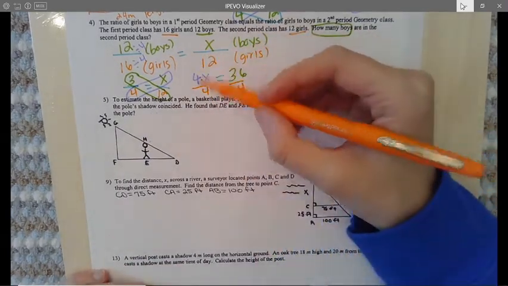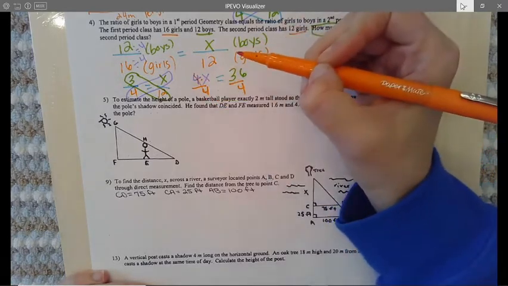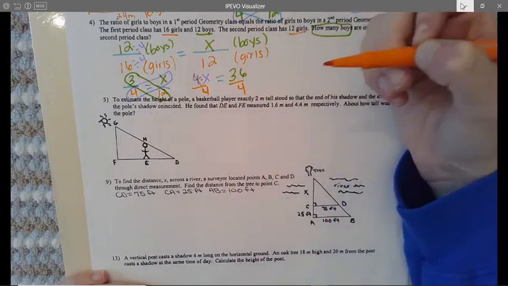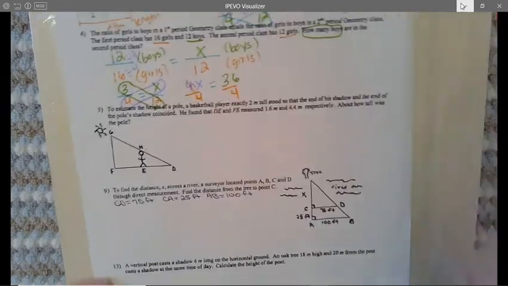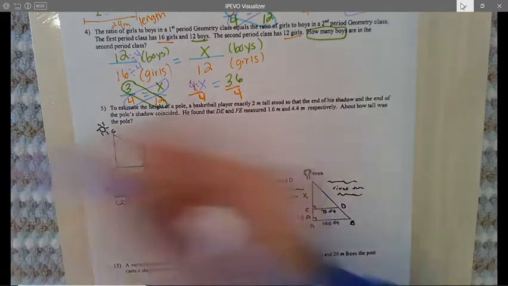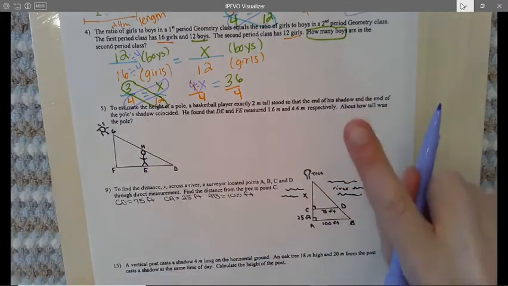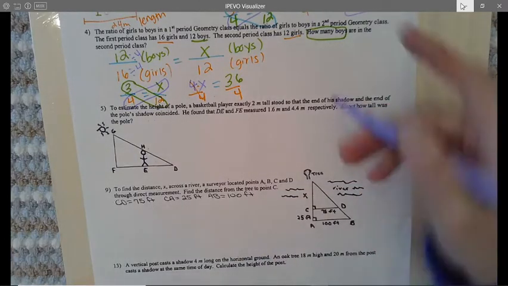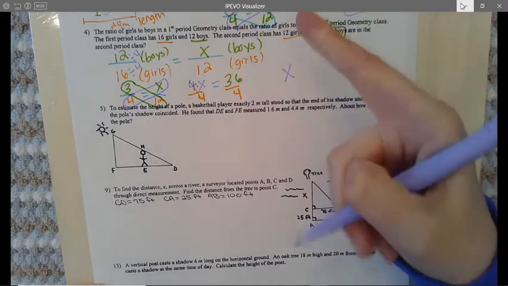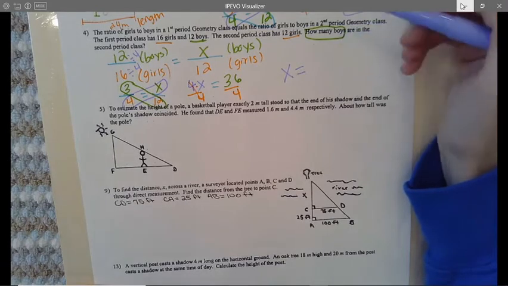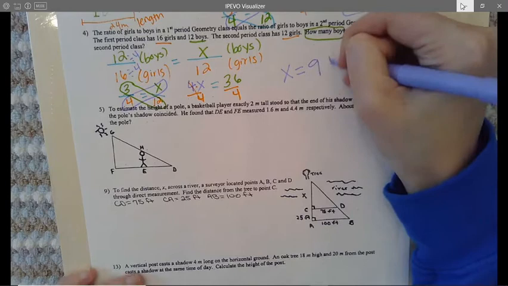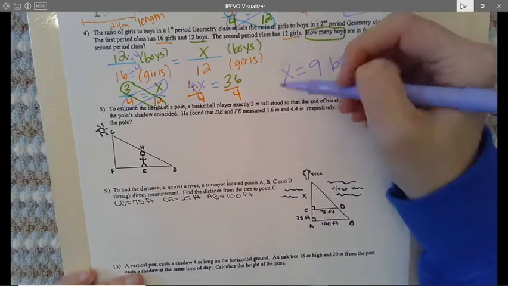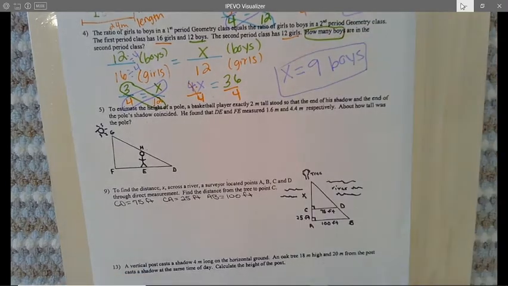4 divided by 4 will cancel and turn to 1. And 36 divided by 4 is 9 again. So we got 9 twice, which is pretty cool. But don't forget, we need to include our units or this doesn't make sense. Your answer is incomplete if you don't include those units. We're solving for how many boys there were in the second period class. I know 36 divided by 4 is 9, so there are 9 boys in the second period geometry class.